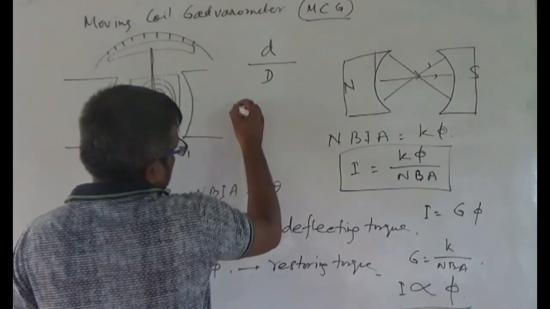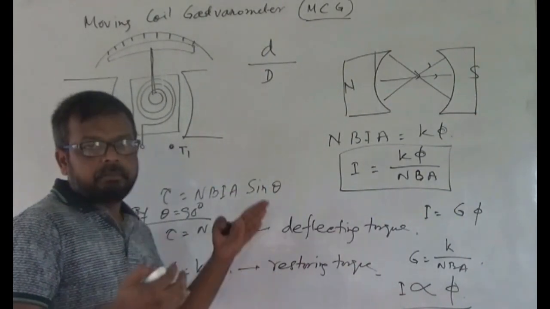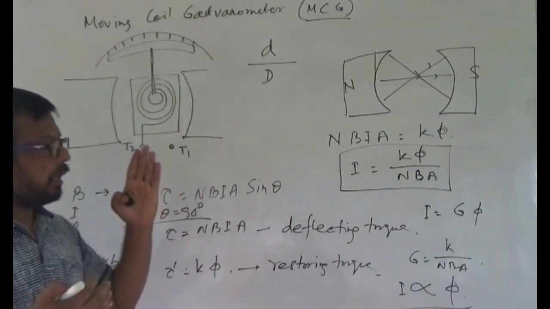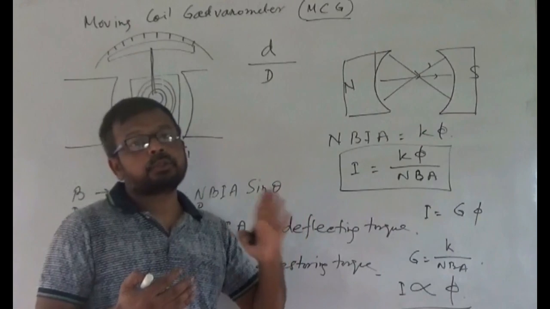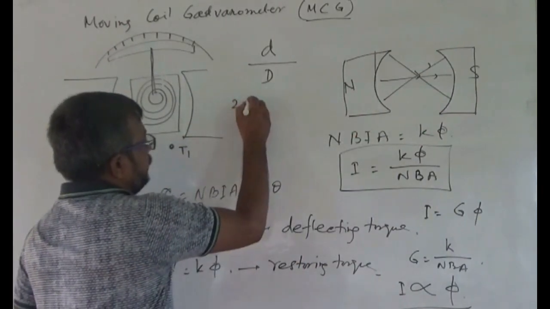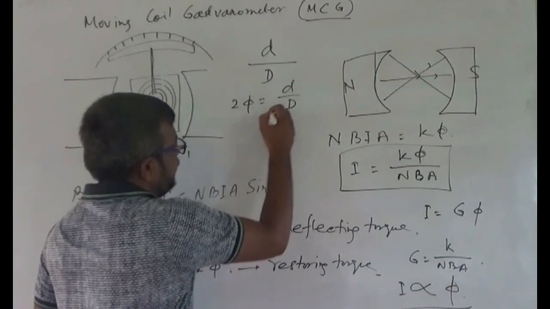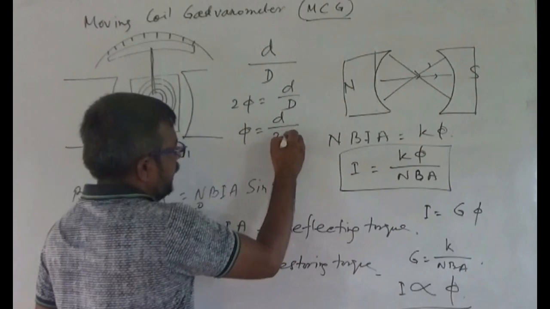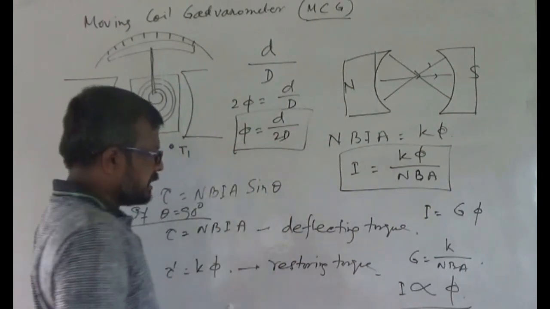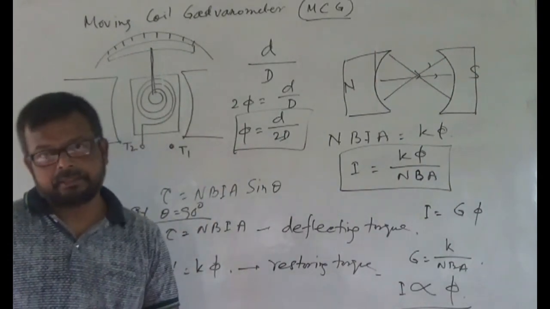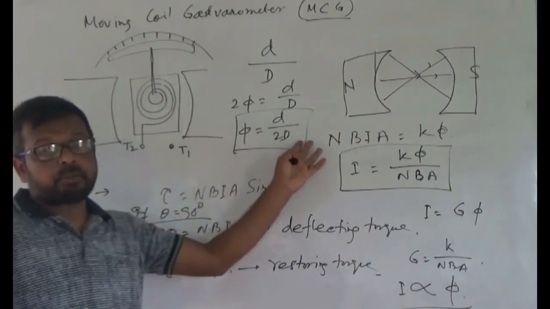And therefore, you can say if the twist in the thread is phi, then rotation of the mirror is phi. So, the rotation of the reflected ray is 2 phi. So, 2 phi is equal to d by capital D, and phi can be equal to d by 2D. Just put this here and you get the current. This is for the suspended coil galvanometer.